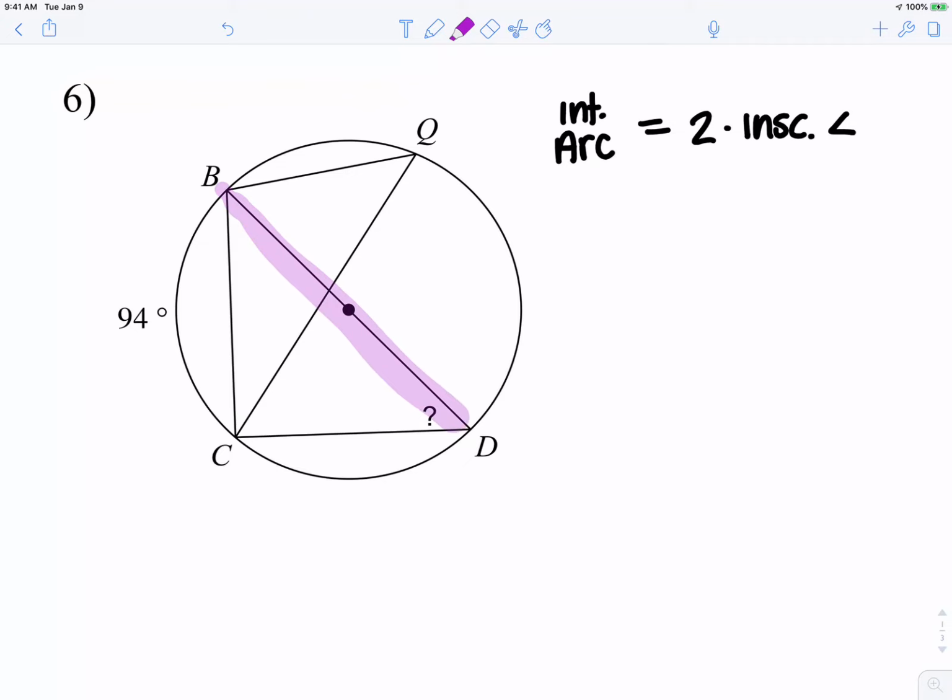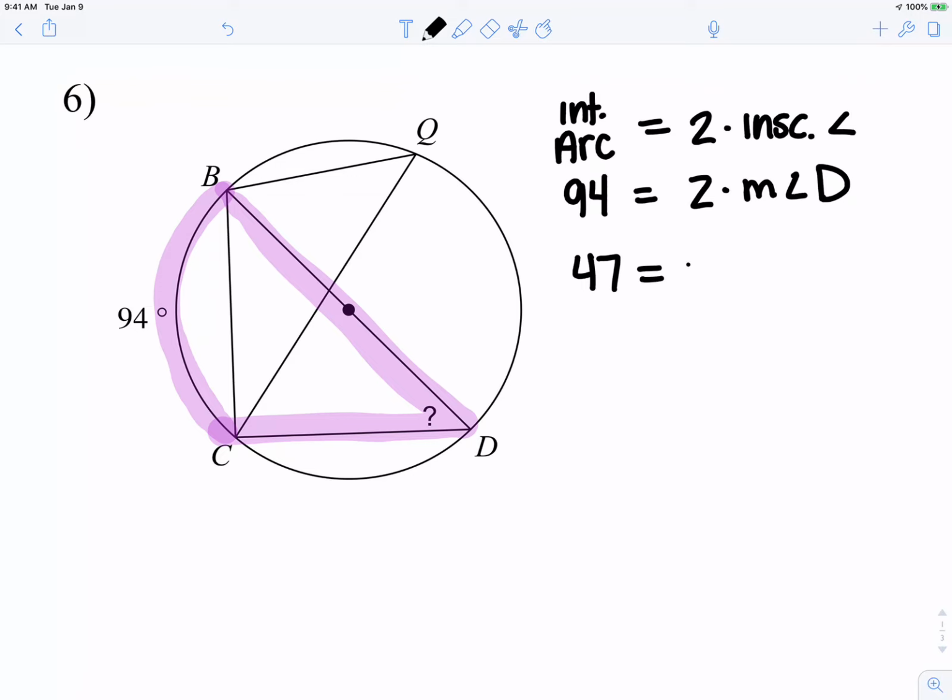All right, so for number 6, I want to find this question mark angle, so I'm going to actually trace that angle. So this is the angle that we're looking at trying to find. By tracing that angle, it makes it easier to identify the intercepted arc because I've already traced the endpoints of that arc. So that would be from B to C. That is the intercepted arc for that angle. So 94 equals 2 times the measure of angle D. So if I divide both sides by 2, I get 47 equals the measure of angle D. So this right here is 47 degrees.